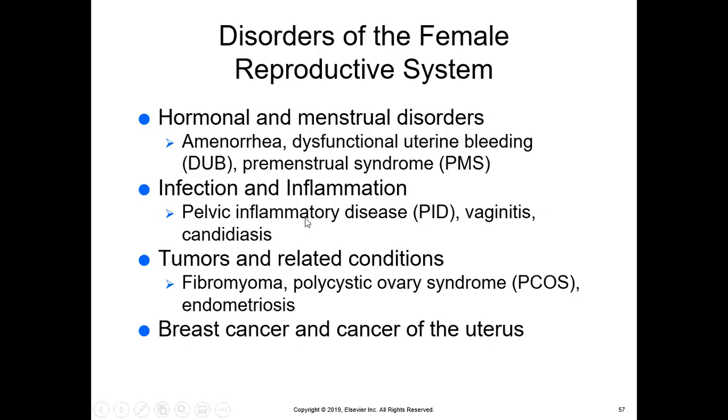menstrual cycle, you may actually have a lot of different changes that are abnormal. And every month someone may have certain features and factors that their body goes through. This is premenstrual syndrome. Infection and inflammation, so pelvic inflammatory disease, vaginitis, candidiasis, and you can have tumors or related conditions, polycystic ovary syndrome, fibromyalgia, endometriosis. Then you can have breast cancer and cancer of the uterus.